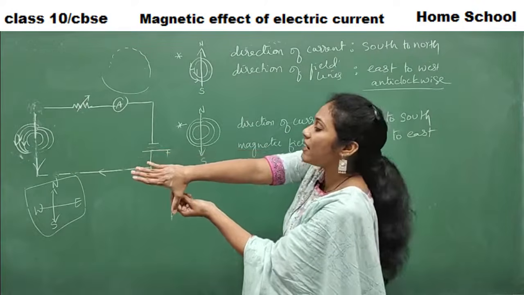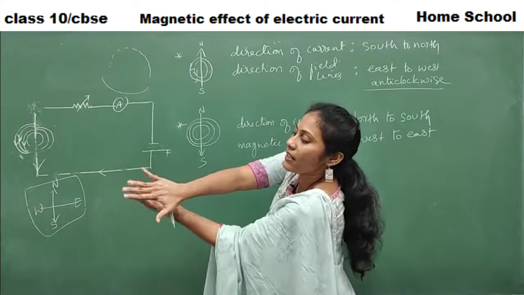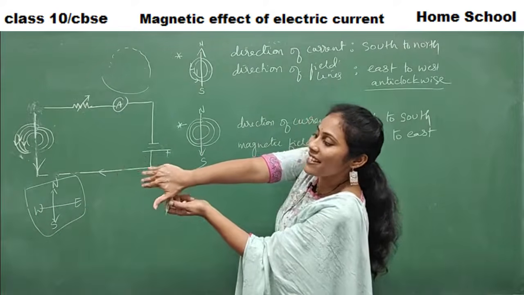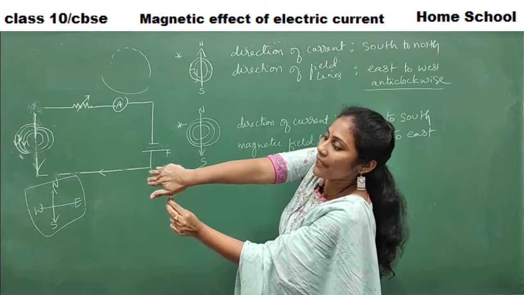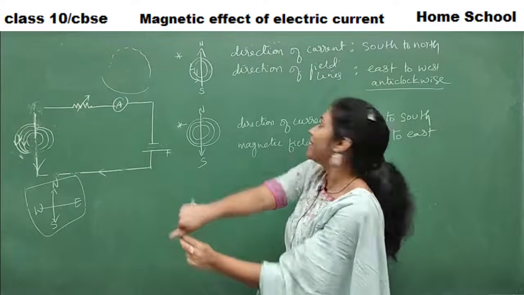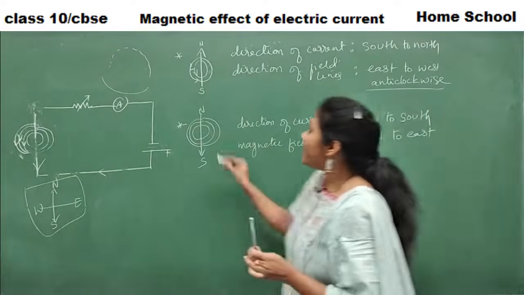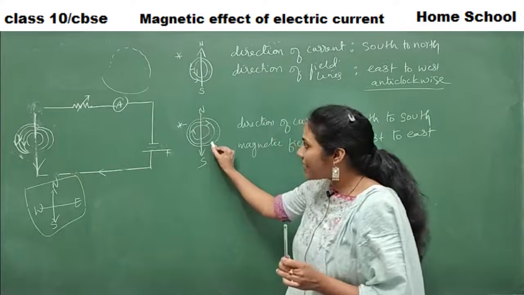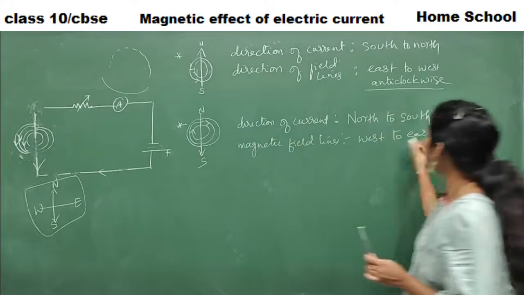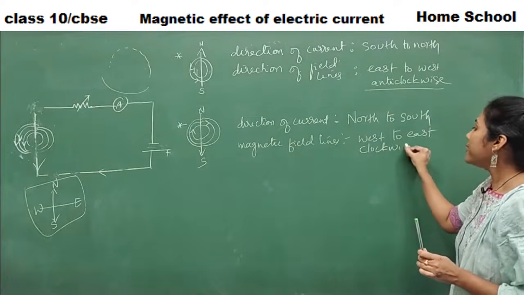See, the fingers are there in west position. This side is west. So from west, I am moving my fingers to east. West to east. Got it? West to east is nothing but clockwise direction. The clock will move in this direction only, no? So west to east in the sense what, guys? It is clockwise direction.